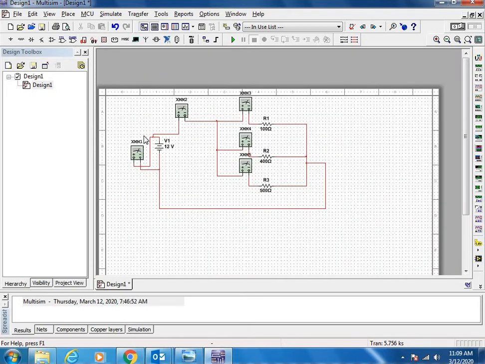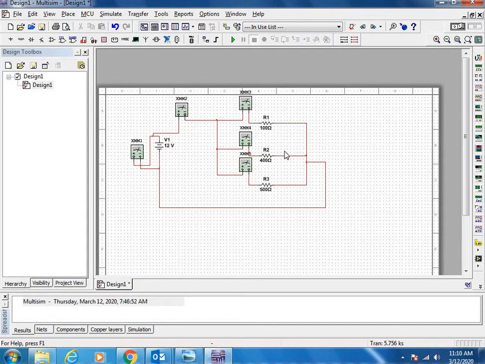Here again I repeat, meter 1 will give you the input voltage and meter 2 will give you the total current in the circuit. Meter 3 will give you the current in the 100 ohm resistance branch. Meter 4 will give you the current in the 400 ohm branch. Meter 5 will give you the current in the 500 ohm branch.